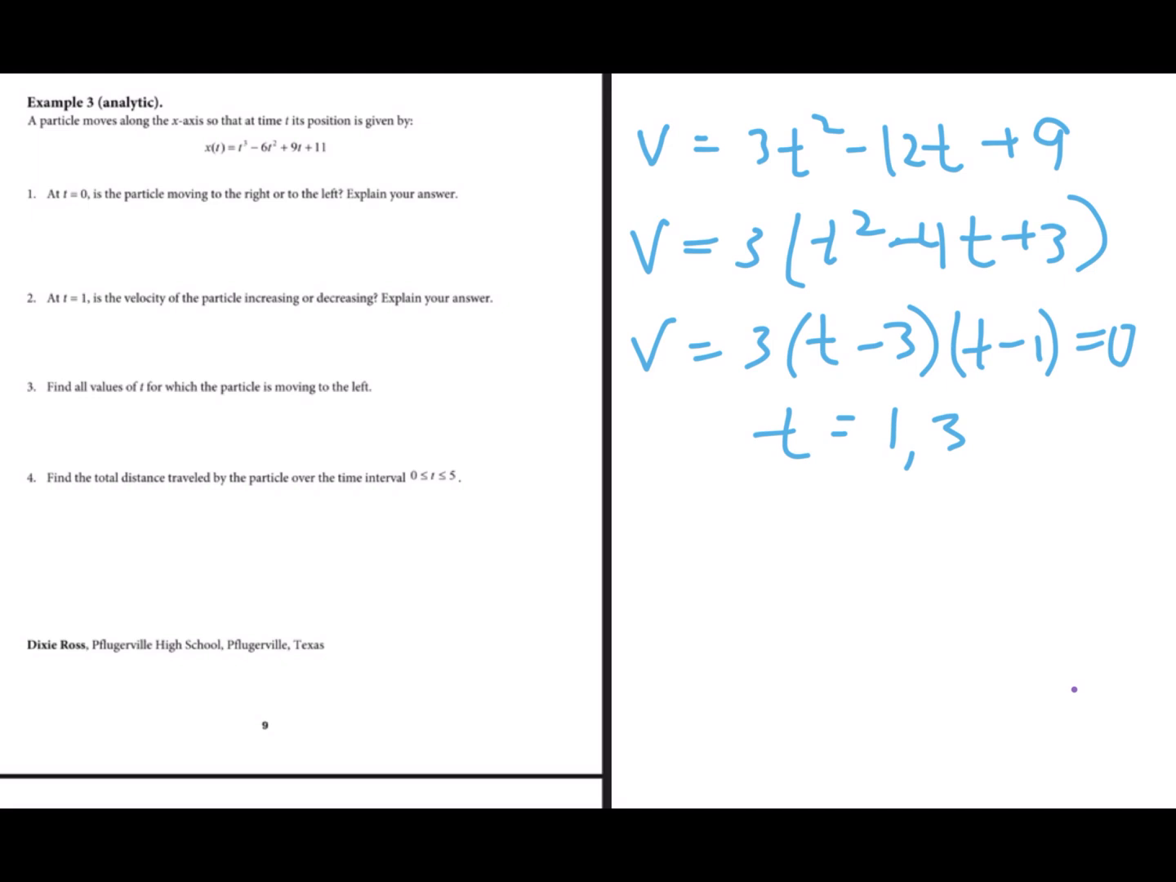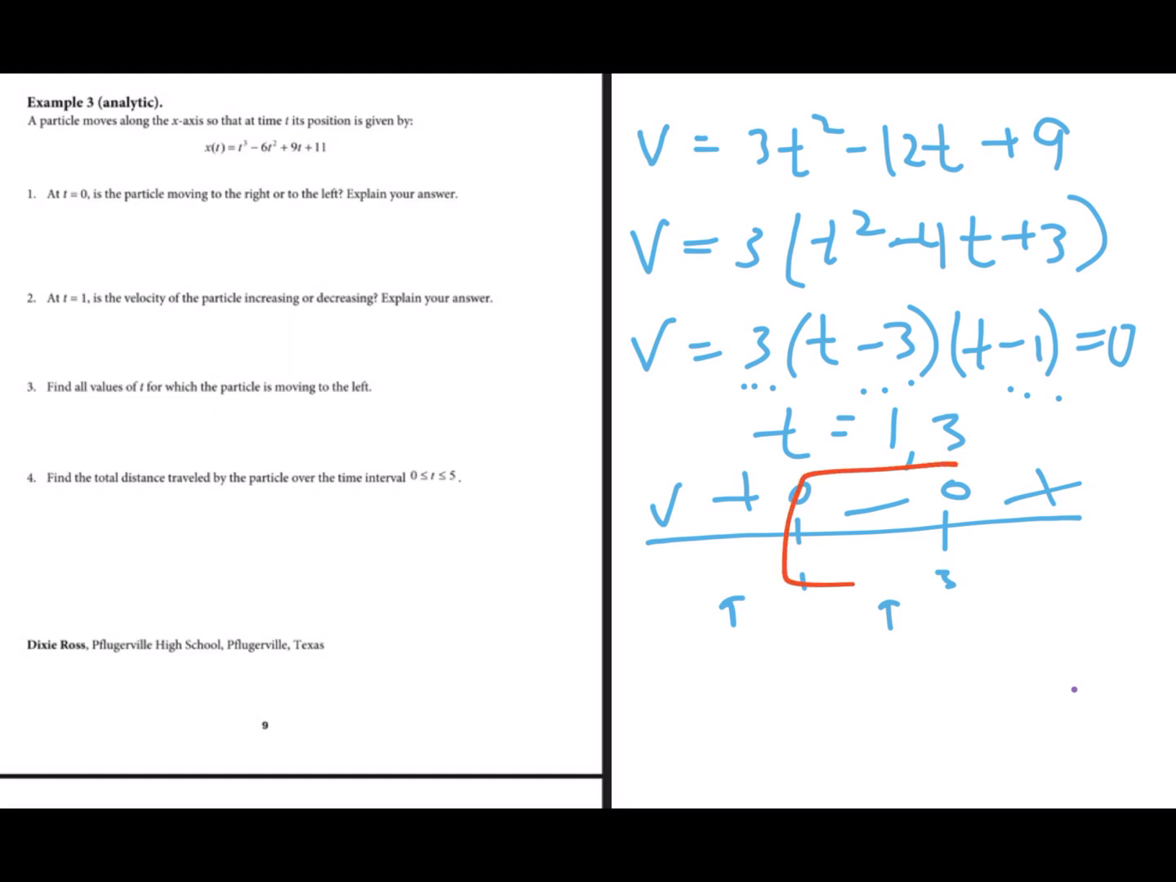I'm going to make myself a little sign chart. It doesn't give me any restrictions on my time values, so I'm just going to check the signs of my velocity. Here's where my velocity is 0. If I look at a value before 1, let's say 0, I'll have a positive times a negative times a negative. Two negatives make it positive. If I pick a number in between, like 2, I'll have a positive times a negative times a positive. One negative keeps it negative. For greater than 3, I'll have positive, positive, positive. Everything is positive. So I'm moving left when my derivative is negative. I'm sorry, when my velocity is negative.